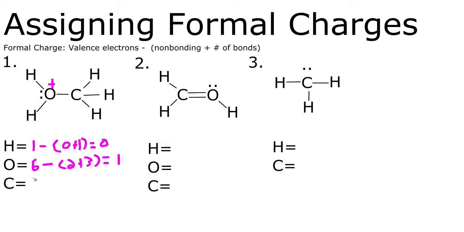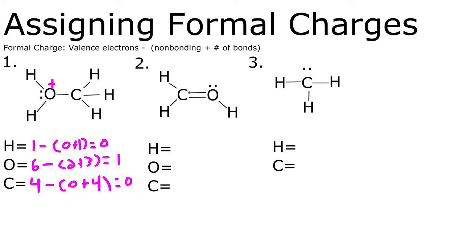Carbon has 4 valence electrons because it's found in group 14 of the periodic table. It does not have any lone electrons, so we can say 0. And it makes 1, 2, 3, 4 bonds. So 4 minus 4 is 0. So the only formal charge is on the oxygen, and it's a plus.